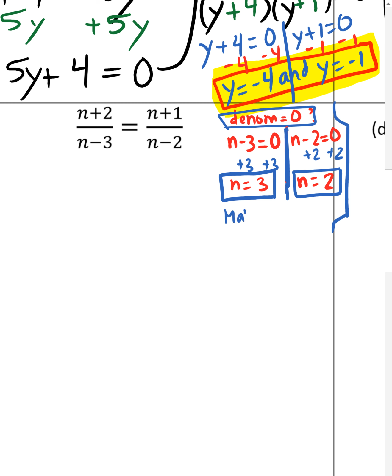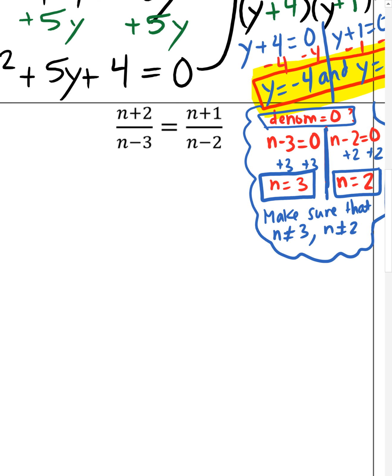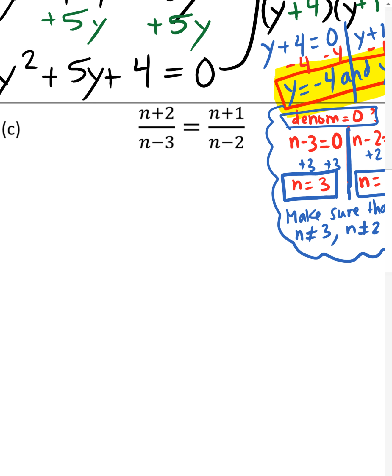So in the end, I want to make sure that in my solution, I have n not equal to 3 and n not equal to 2. Those better not be solutions. If they are, I'm throwing them out. It's hard to remember that, but I'll try to remember. Okay, that was step 1.